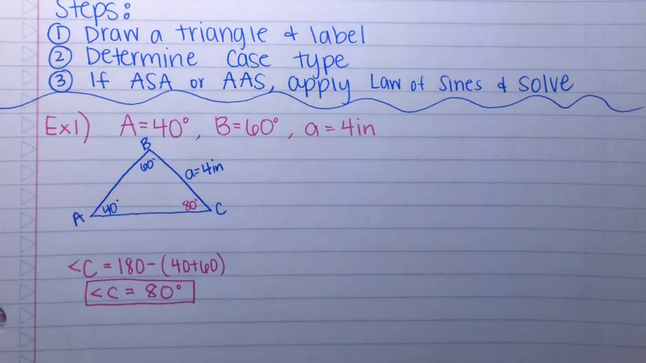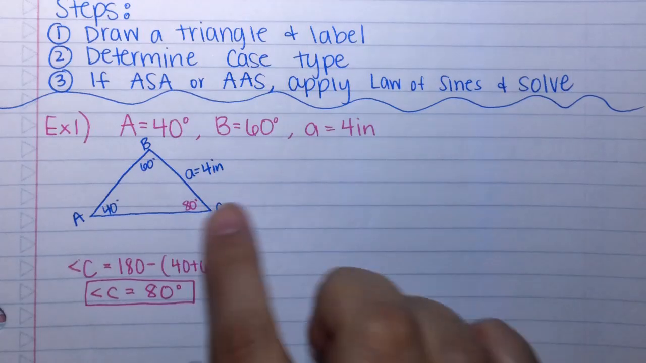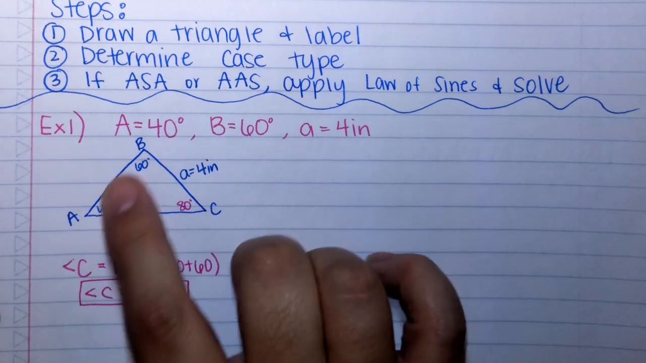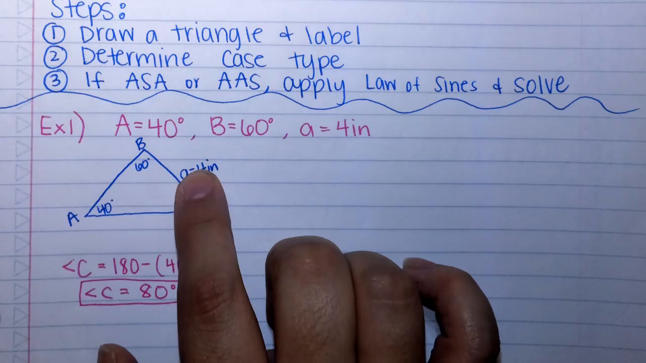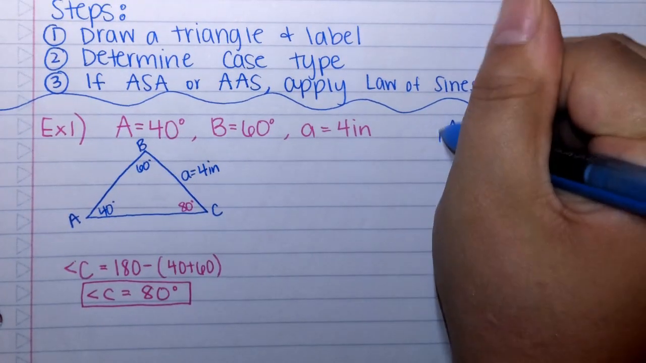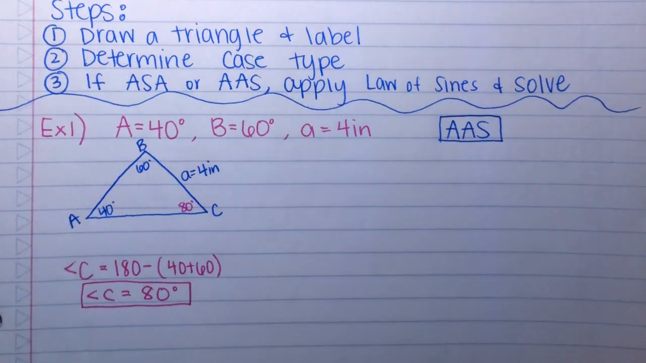Now what else do I need to find? Okay, we need to determine the case type. What case type is this with what I've been given? I have an angle. Is the side between or not? Nope. So I have angle, side. You need to have that case type written somewhere on every single problem. Because it's angle, side, I can now do law of sines.